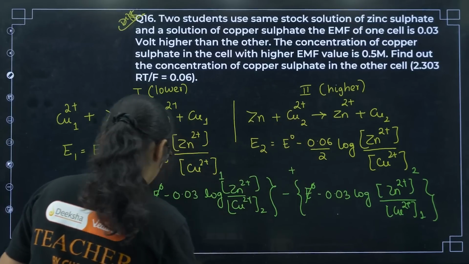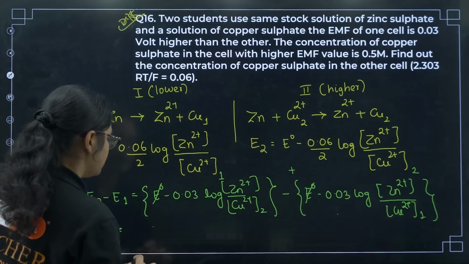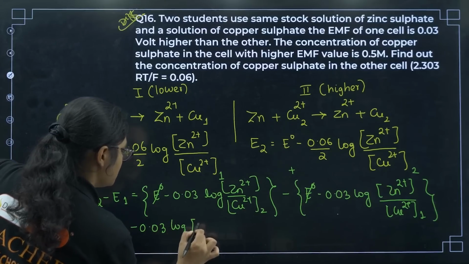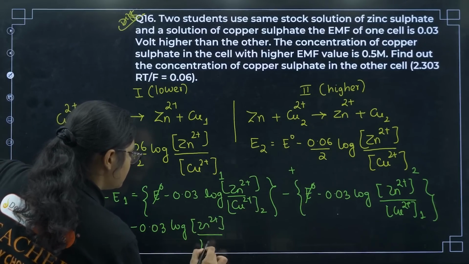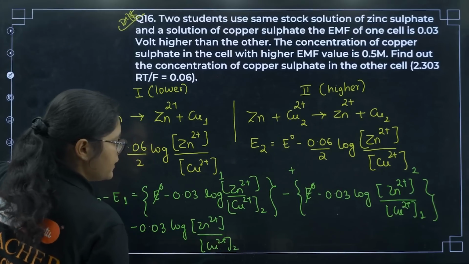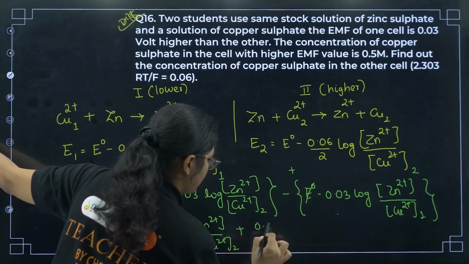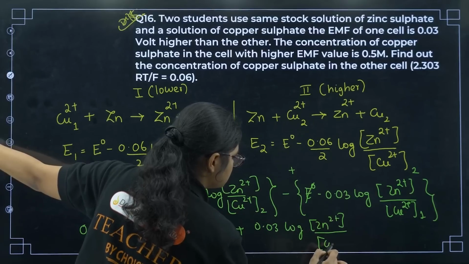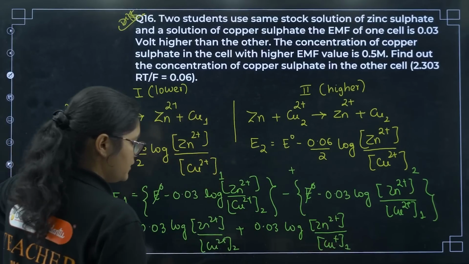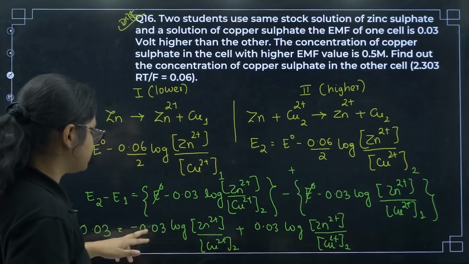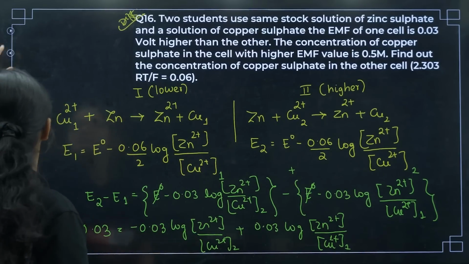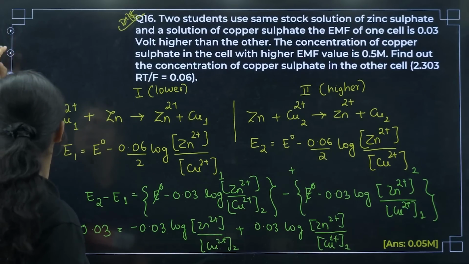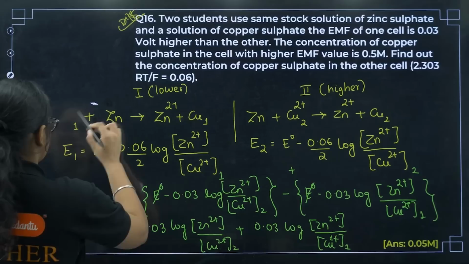Okay, so see, now what is happening here? I have got here minus 0.03 log of Zn2+ by Cu2 2+, then minus minus plus, I have 0.03 log of Zn2+ divided by Cu1 2+. Next step I will take this minus common. Let me see, just a minute. I will erase this part. This part is clear, I think, so I will erase it.